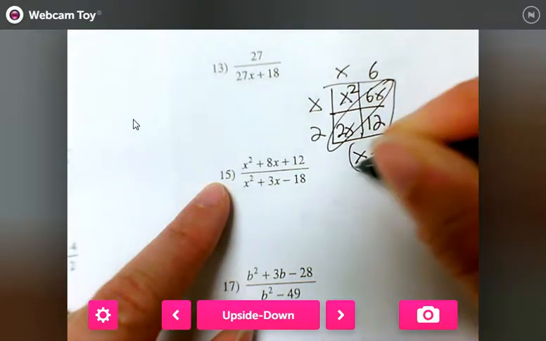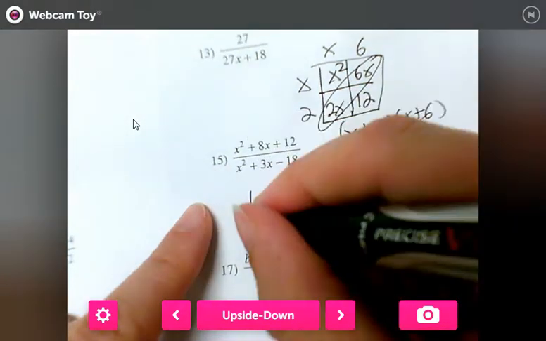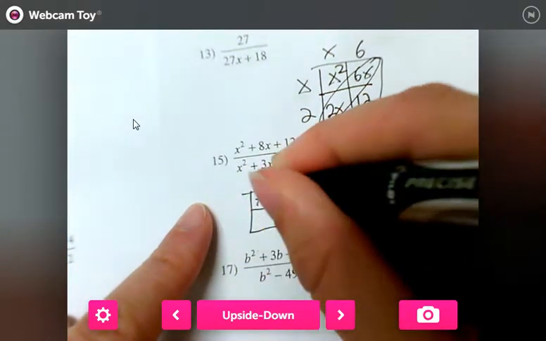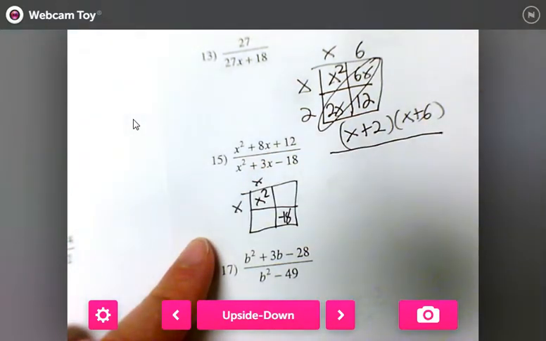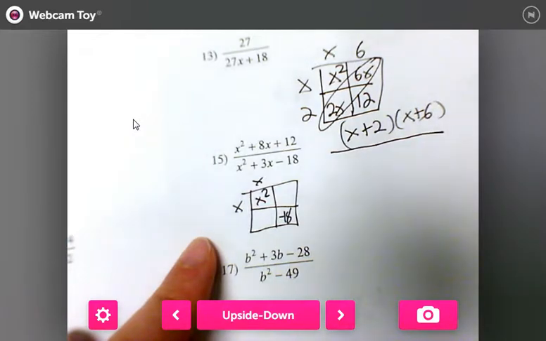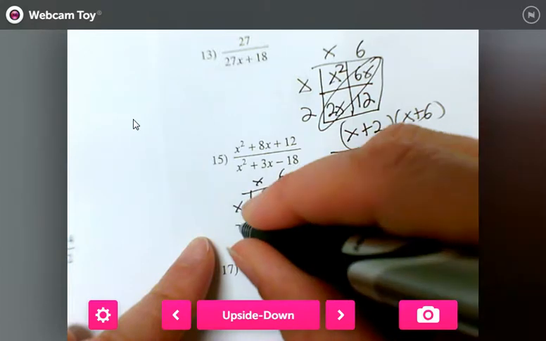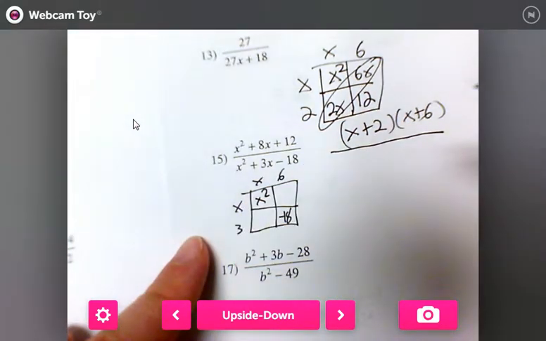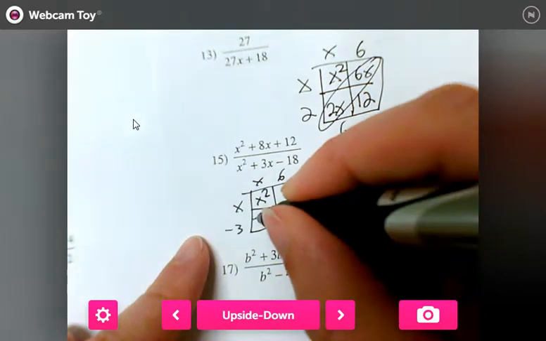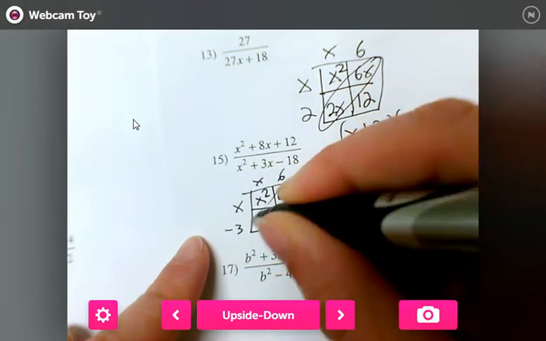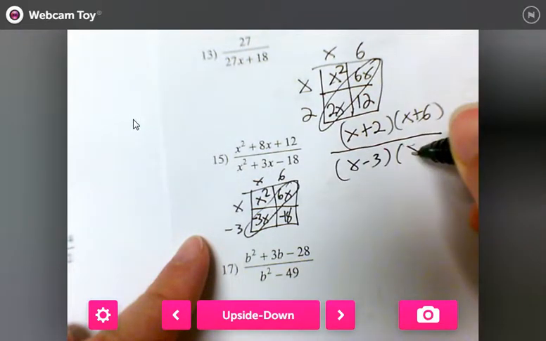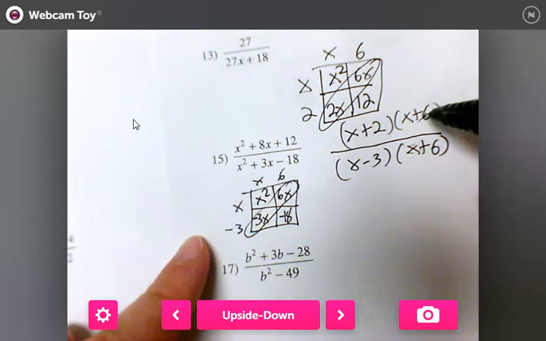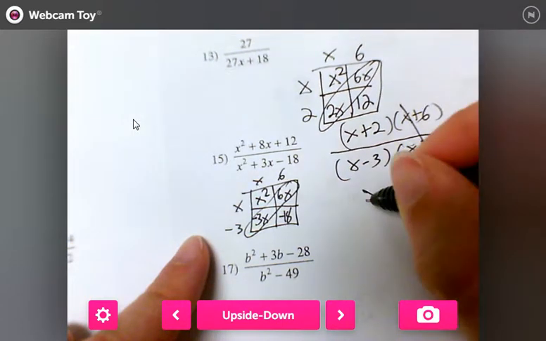So now let's do the bottom. Get my little Punnett square out. X squared, negative 18. What 2 numbers multiply to give us negative 18 but add to give us 3? 3 and 6? Which one's positive, which one's negative? Yeah, it does. The 3. That adds to give us 3. So we have x minus 3 and x plus 6. Do you guys see that there's an x plus 6 on the top and the bottom? Cancel. X plus 2, x minus 3.